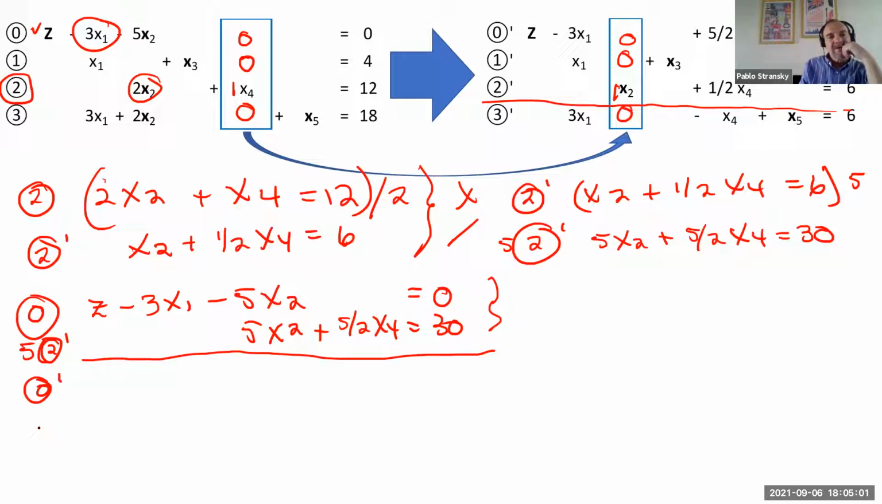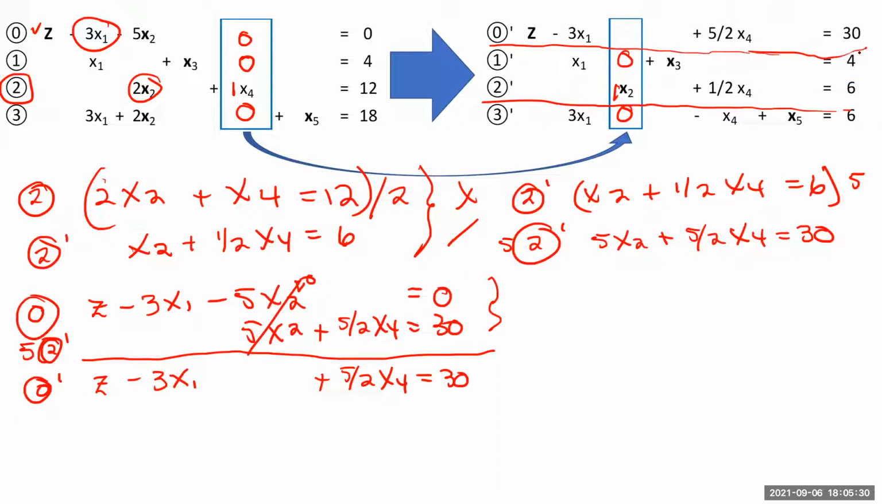So 0 apostrophe now becomes z minus 3x1. These are eliminated, and that's what I'm looking for. I need a 0 here, so it becomes 0x2, but we don't write it. We got now 5 halves of x4 equal 30. And if you see, that's the equation that I have here.